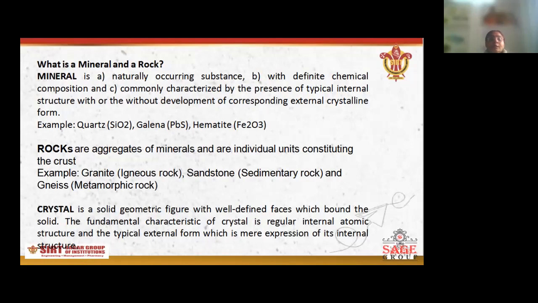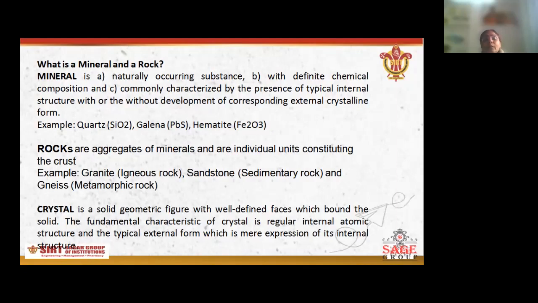Then what is rock? Rock is an aggregate of mineral. It is found in the earth crust, and different types of rocks are found, for example igneous, sedimentary and metamorphic. Granite is an igneous rock, and granite is composed of quartz and feldspar, and some iron ores, and some other minerals are also present, but they are found in very minute quantity, but the major content is quartz and feldspar.